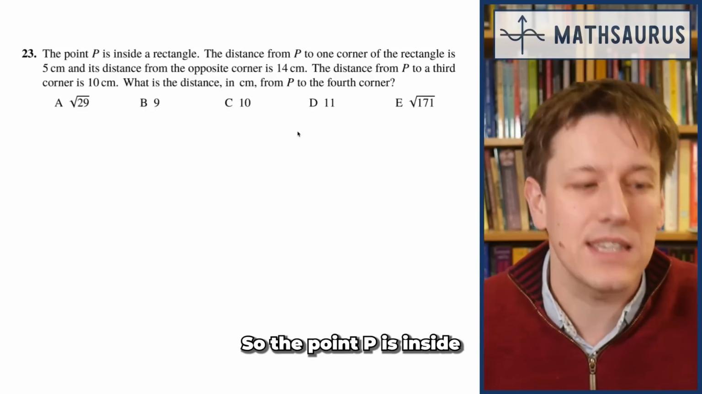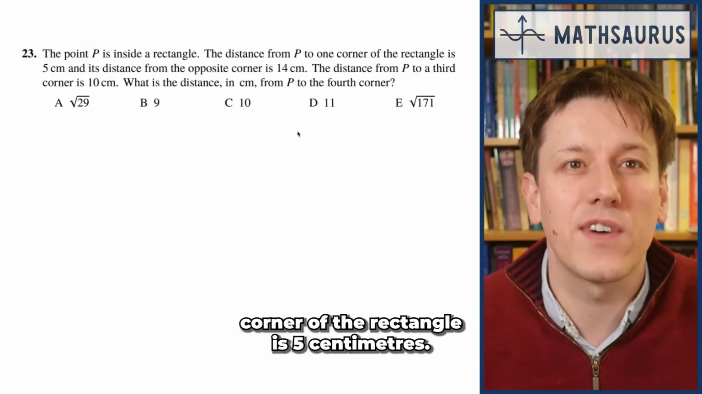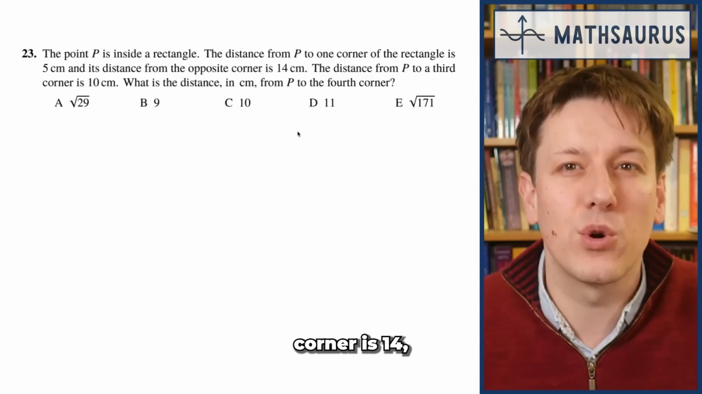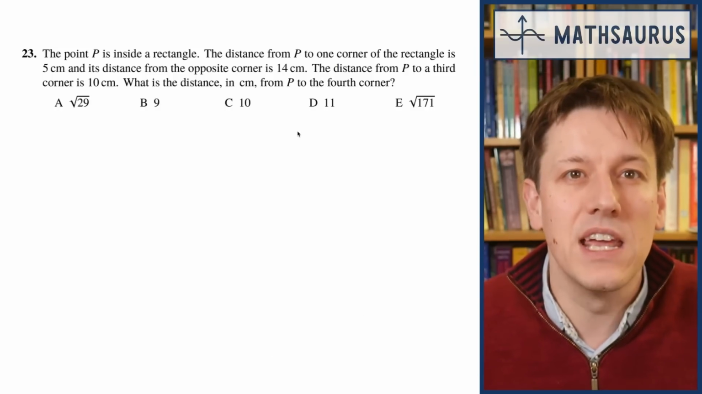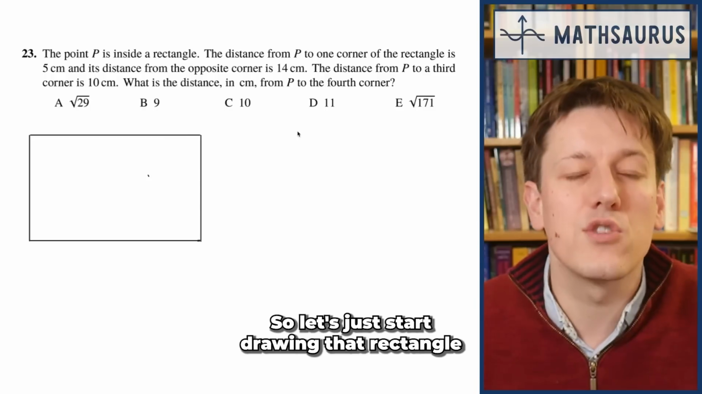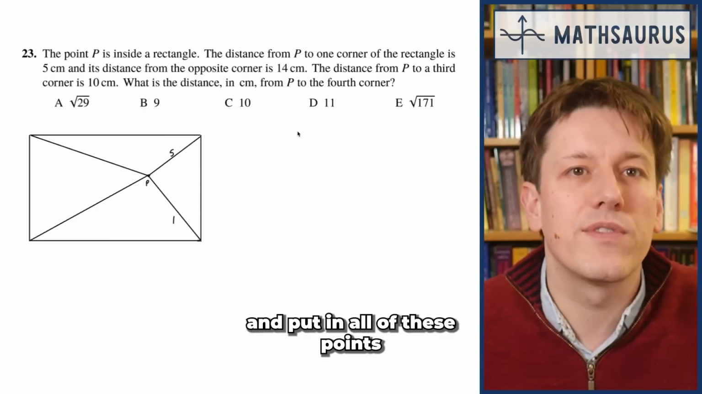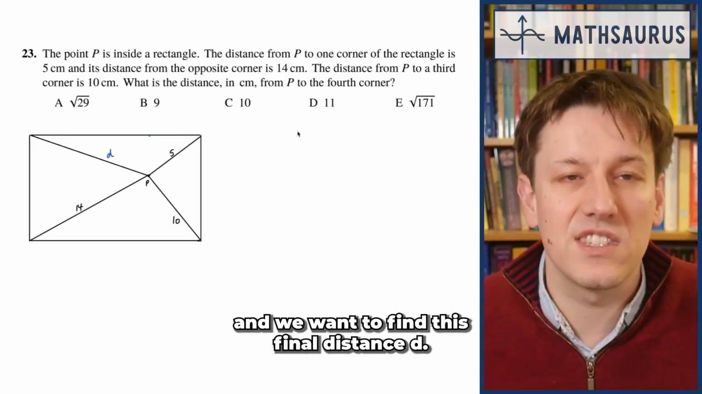So the point P is inside a rectangle, and the distance from P to one corner of the rectangle is 5 centimeters. The distance from the opposite corner is 14, and the distance from P to a third corner is 10, and we want to know the distance to the fourth corner. So let's just start drawing that rectangle and put in all of these points and these distances that we know, and we want to find this final distance D.